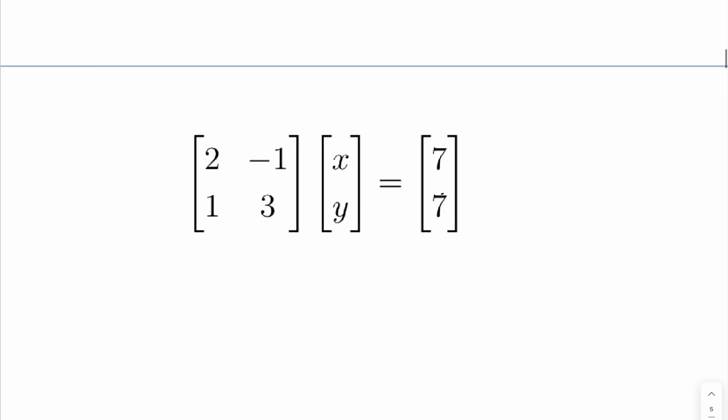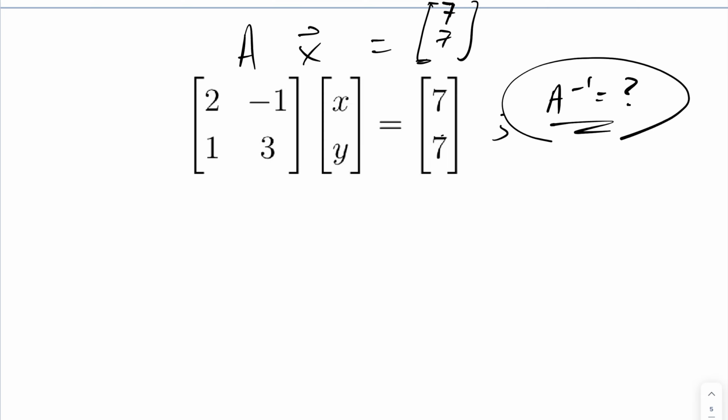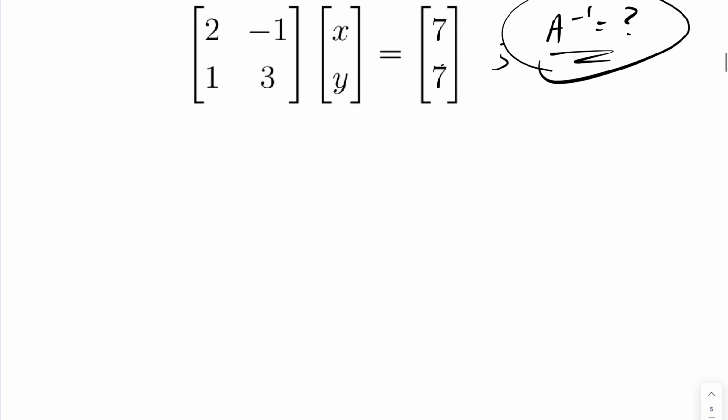So the idea here is this is matrix A, this is maybe vector x, and this is my output value, which I'll label as the vector 7, 7. What we want to do with this question is calculate A inverse, because when I can find A inverse, I can use that, and I'll show you later how you can solve for your vector x, in this case the x, y components. So I've got to find A inverse.